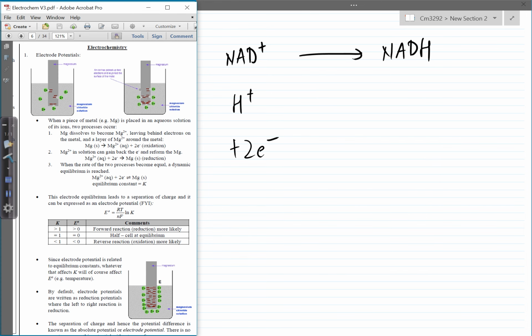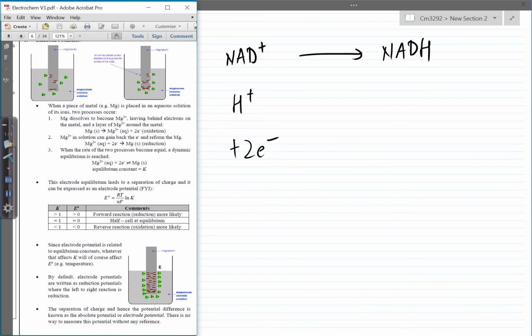Now when the rates of the two processes are equal, you establish an equilibrium. So at equilibrium, the rate of both processes is the same, and we can represent it with this equilibrium equation as well as an equilibrium constant. We just call it K. So far okay, right? So how do we actually measure this K?